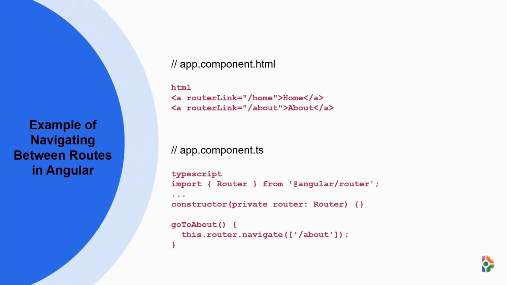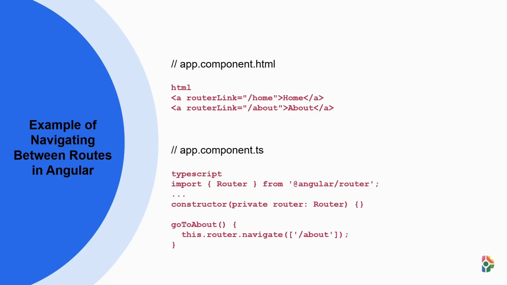The provided code snippets demonstrate how to create navigation links in an Angular application. In the HTML template, app.component.html, anchor tags are used with the routerLink directive to navigate to different routes when clicked. For example, an anchor tag with routerLink equals /home will navigate to the home route when clicked.